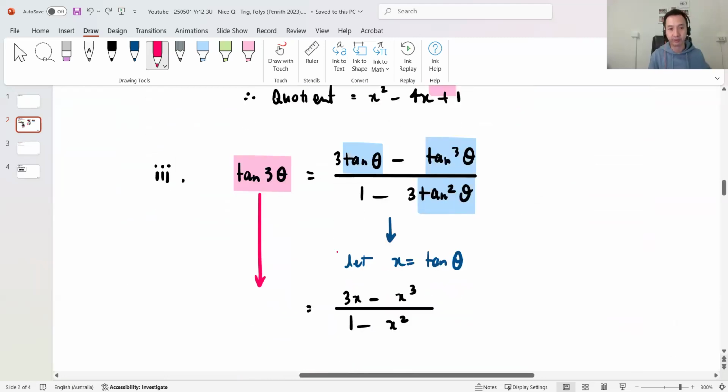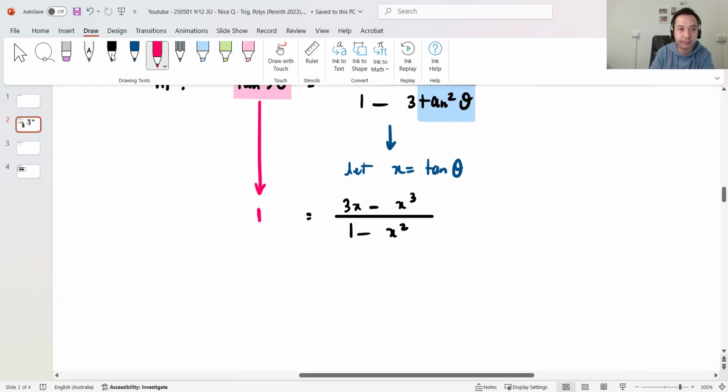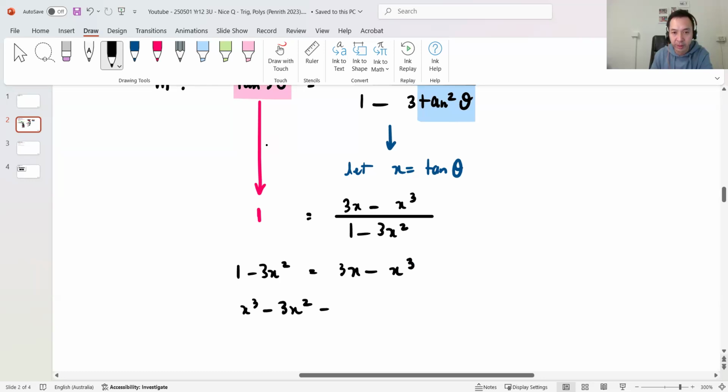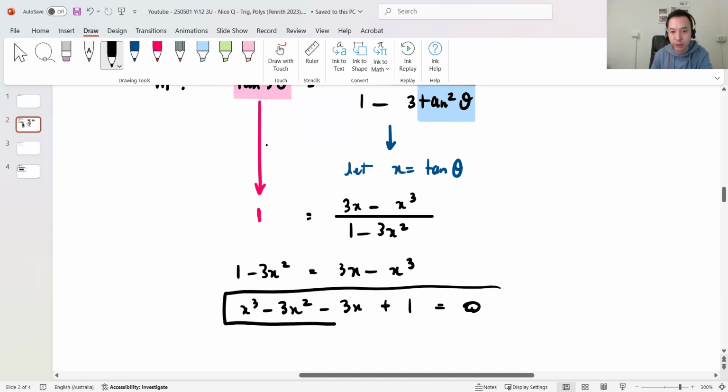For example, I'll tell you what the answer is. If I let this side be 1, look what you get. Multiplying this up, you get 1 minus x squared equals 3x minus x cubed. Bring every term over to this side, and you get x cubed minus 3x squared minus 3x plus 1 equals 0. And that looks exactly the same as the cubic that they wanted me to prove.